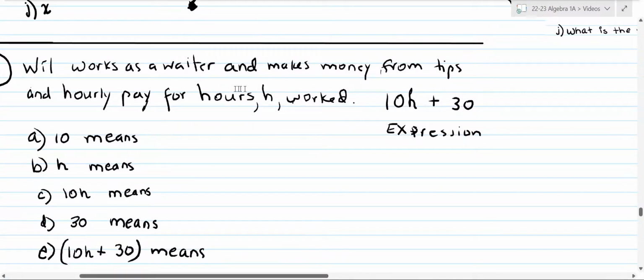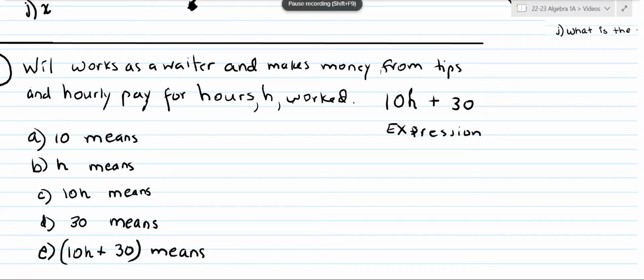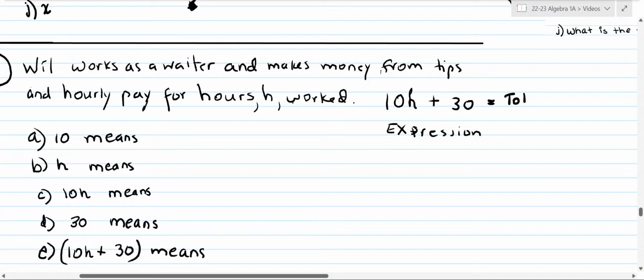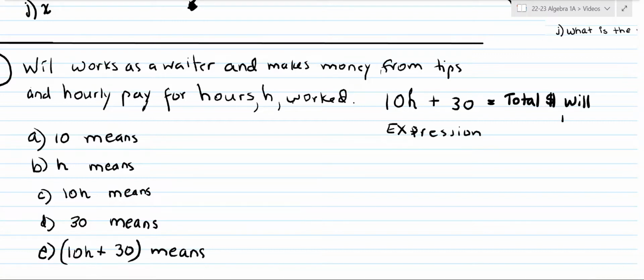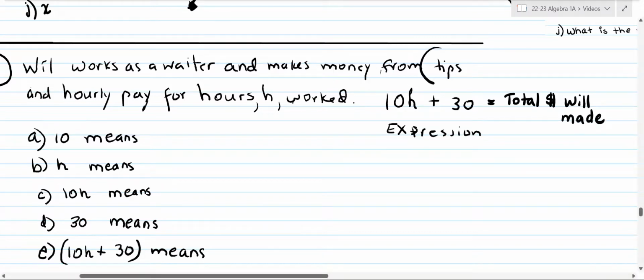Will works as a waiter and makes money from tips and hourly pay for H hours worked. And so we have this expression, 10H plus 30. All right, so 10H plus 30 has to be the money that Will makes. So this is the total money that Will made. Then the question is, where did Will get the money from? Will got the money from tips and from hourly pay.